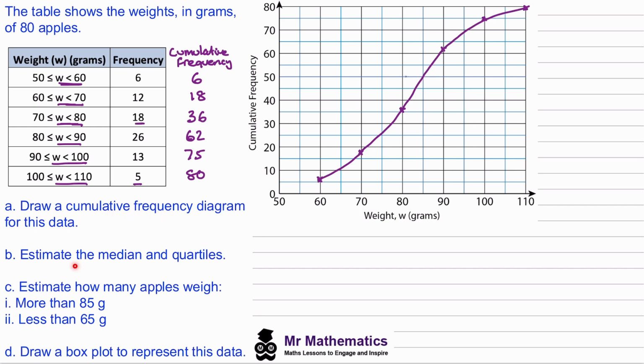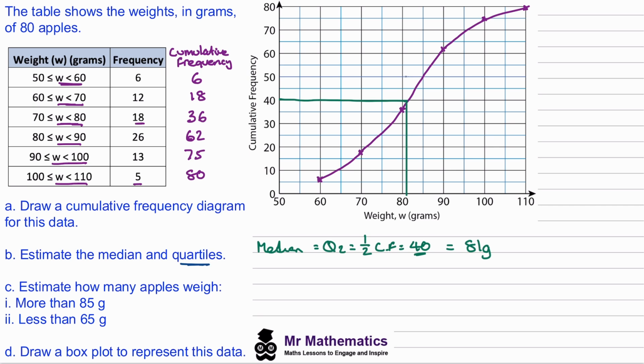For part B, estimate the median and the quartiles. So a median, we call the second quartile. And this is found by working out 1/2 of the maximum cumulative frequency. So we're looking at 1/2 of 80. We need the weight for the 40th data point. So if we draw a line from 40 to the curve, and then down from the curve to the weight, we can see this will be approximately 81 grams.